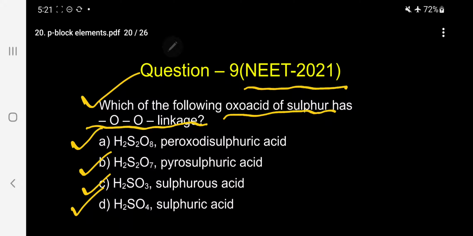For this you must know the structure, otherwise you cannot answer. When you are studying the topics in your syllabus, you must know the structures also. So first, let me write the structure of peroxodisulfuric acid. Then you have some idea. Let me write the structure, kindly follow.